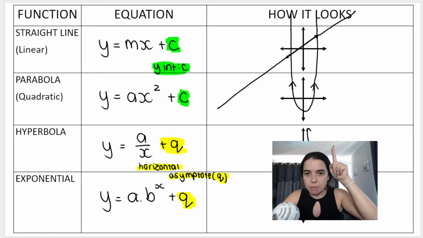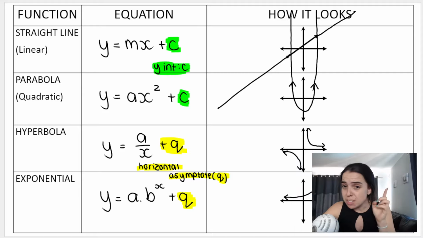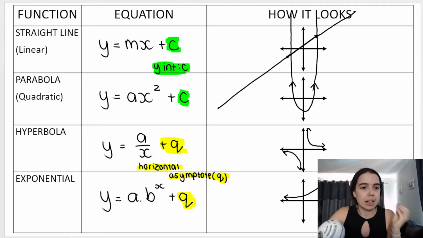Same thing here, this way, forever and ever and ever. I hope that makes sense. They're continuous, which is why I draw those arrows on them. That's important to know when you're thinking about domain and range.